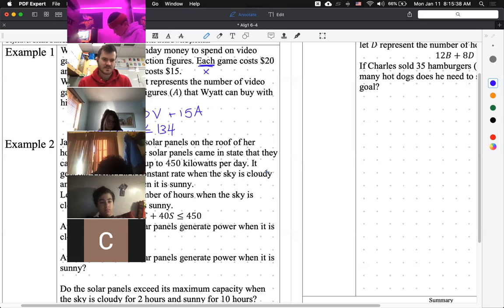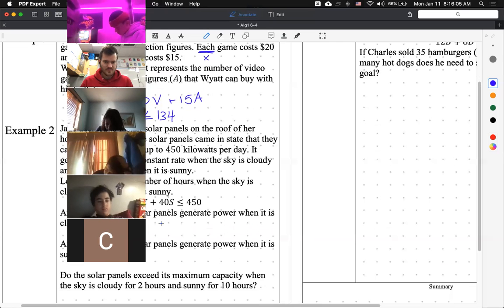Perfect. Okay. So we know that the maximum is 450, and we can even see that in the equation down here. Maximum is 450. So all of the energy that's generated has to be less than that amount because that's the maximum. And it tells us, okay, C is for cloudy, S is for sunny, and you can see the number attached to cloudy is much smaller than the number attached to sunny, which makes sense, right? If it's sunny out, you should be generating more electricity.